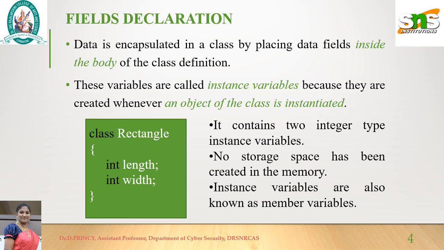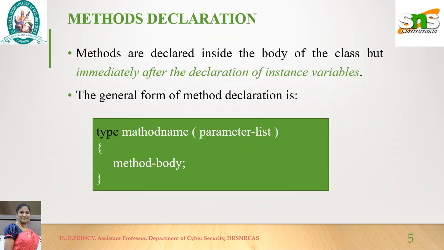In this example, I am declaring two fields. One is length, another one is width. Both are of type integer. It contains two integer type instance variables. No storage space has been created in memory. Instance variables are also known as member variables.